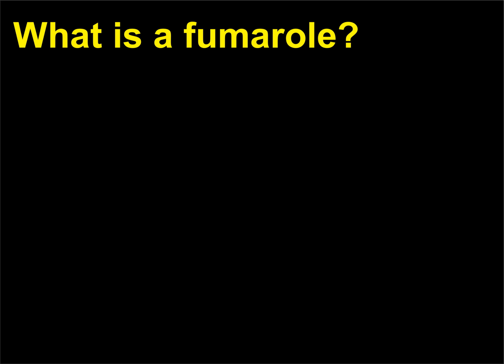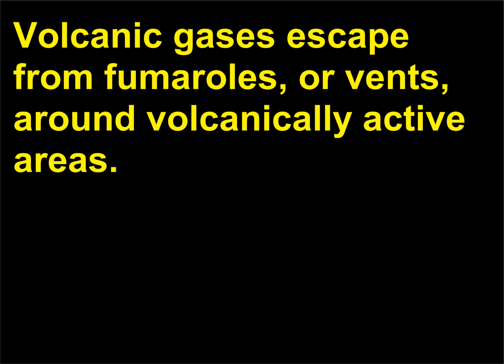What is a fumarole? Volcanic gases escape from fumaroles, or vents, around volcanically active areas. They can occur along tiny cracks or long fissures in a volcano, in groups called clusters or fields, and on the surfaces of lava and pyroclastic flows.